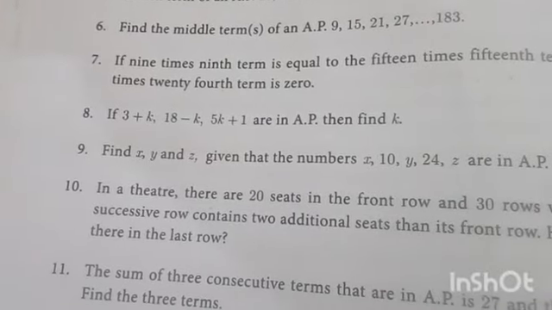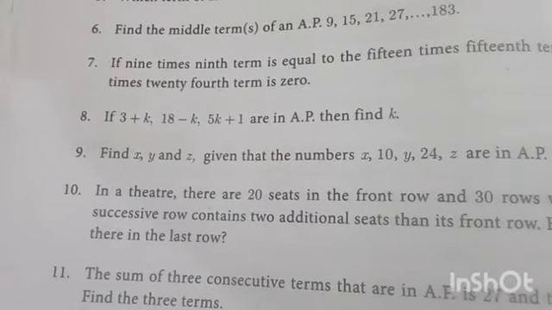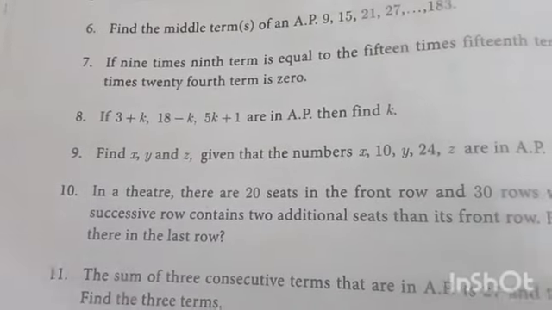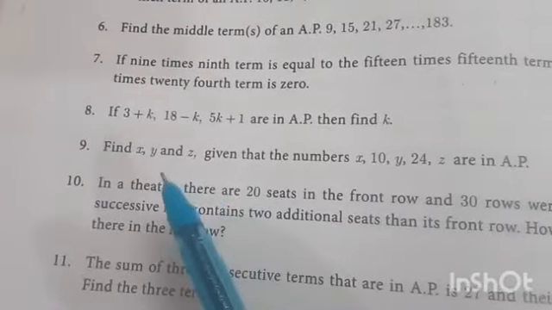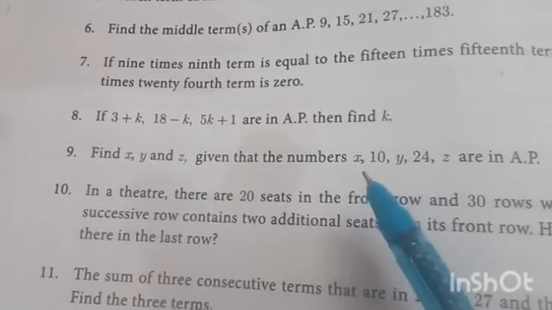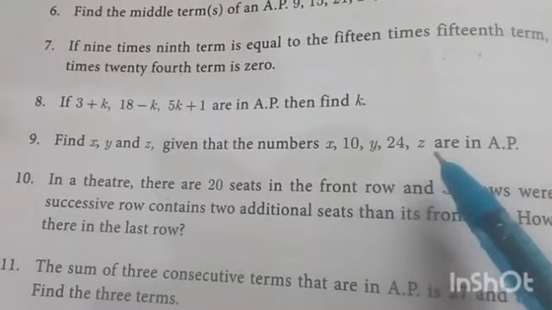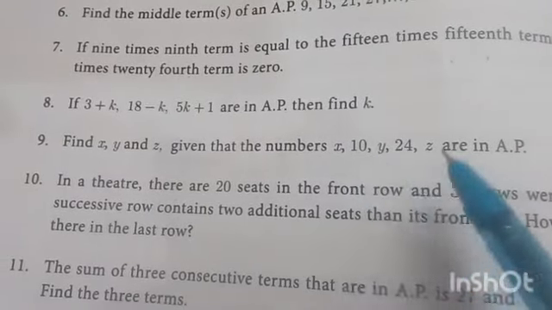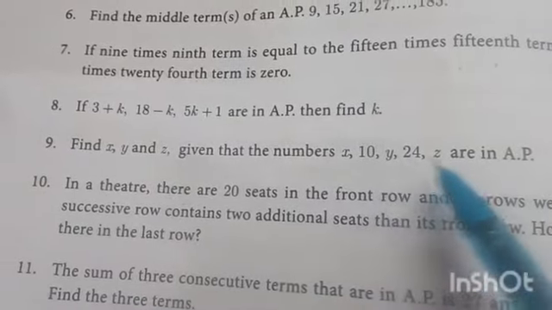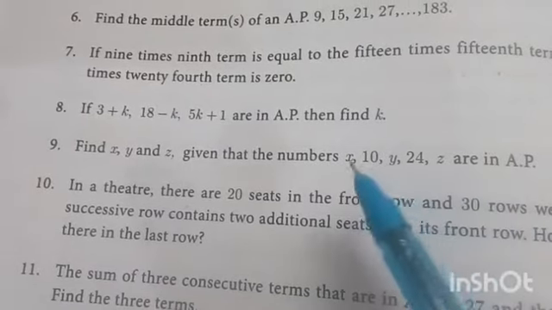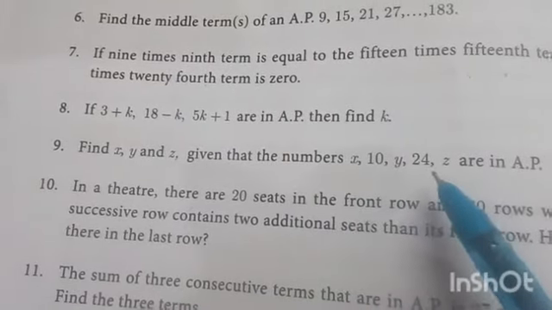Students, in the previous video you learned the 6th problem and 7th problem. Now the 9th problem. Find x, y and z given that the numbers x, 10, y, 24, z are in AP. This expression says these are in AP.